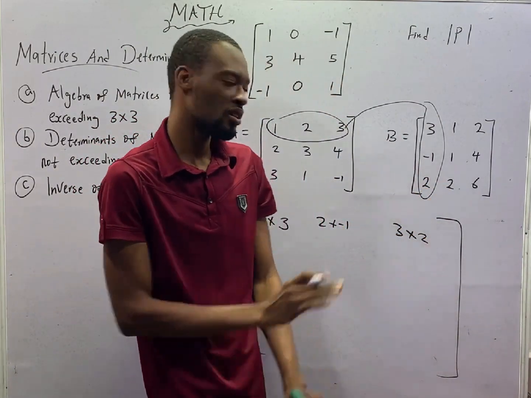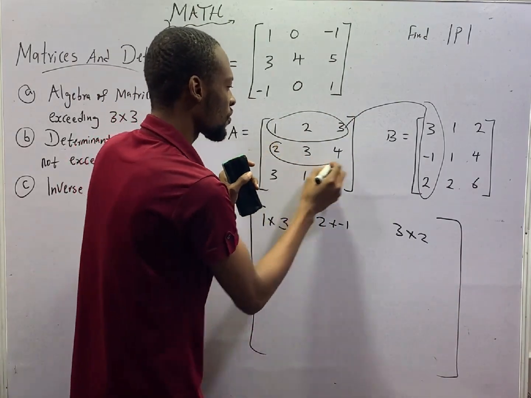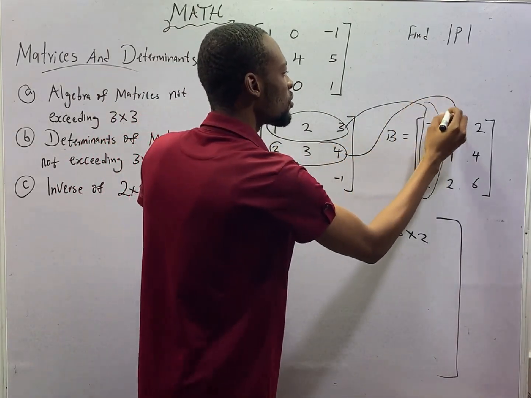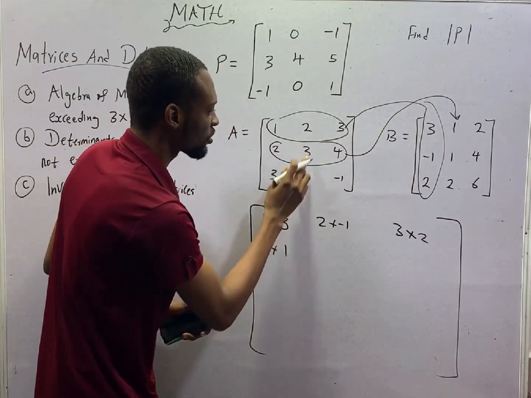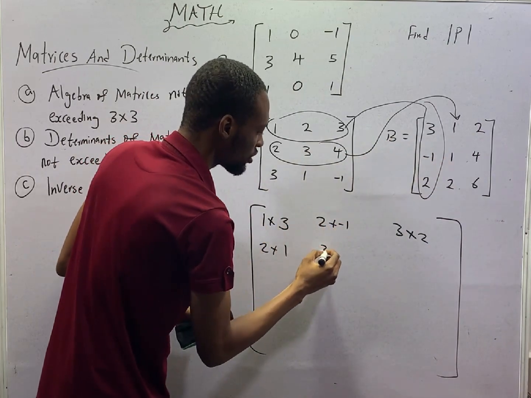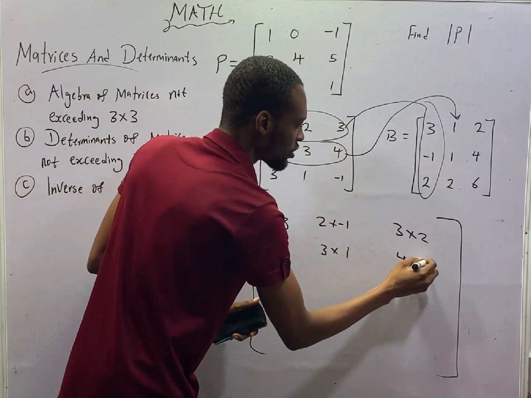You are done with the first row. You take the second one, you distribute it over the second column. 2 times 1, 2 times 1. 3 times 1, 3 times 1. 4 times 2, 4 times 2.